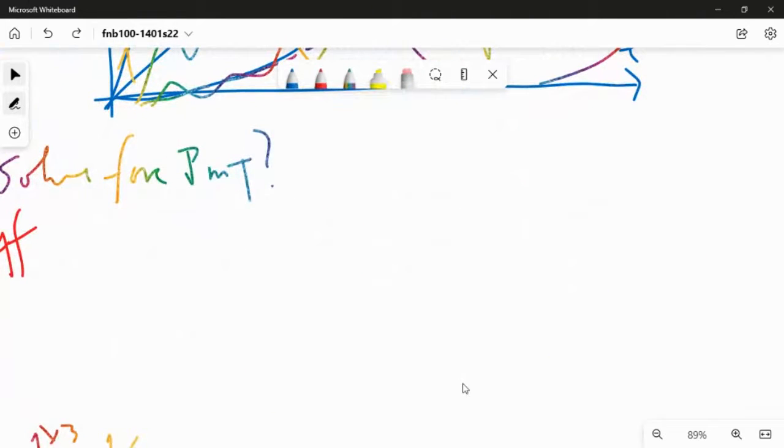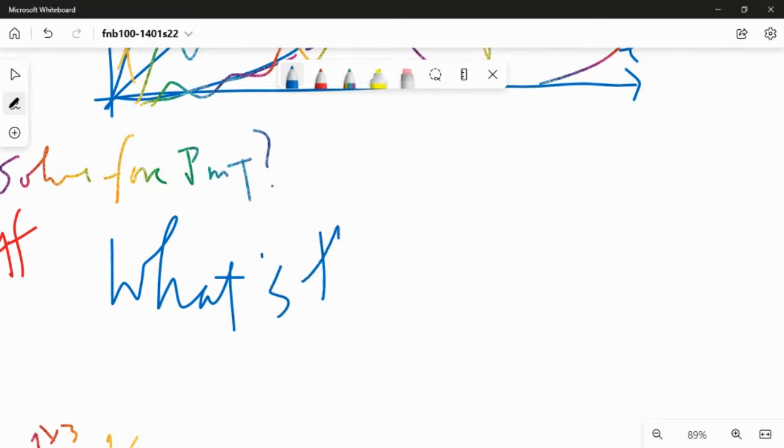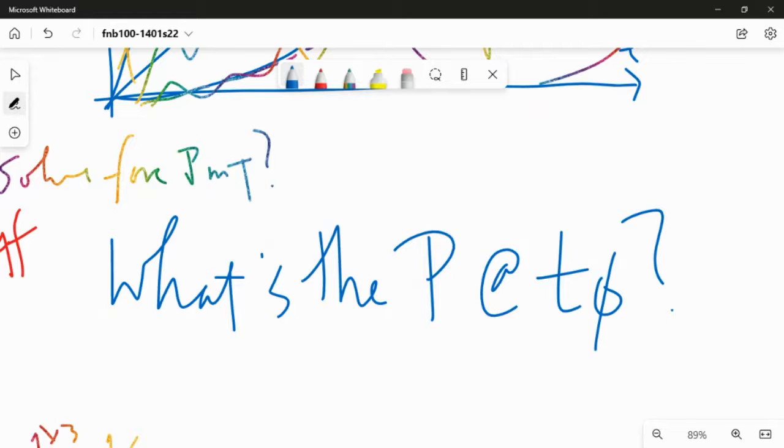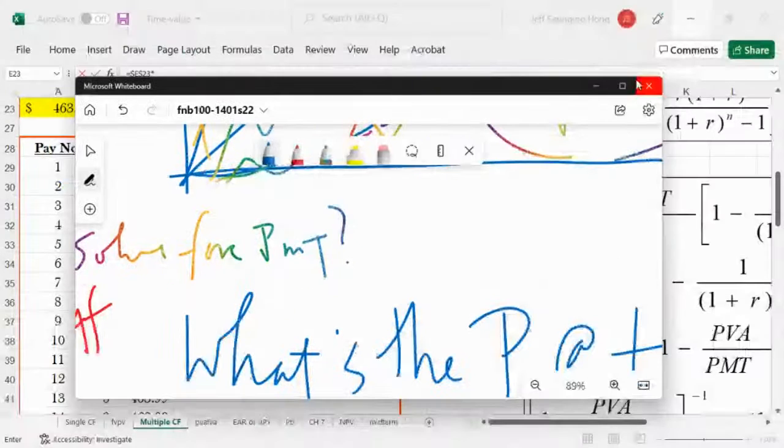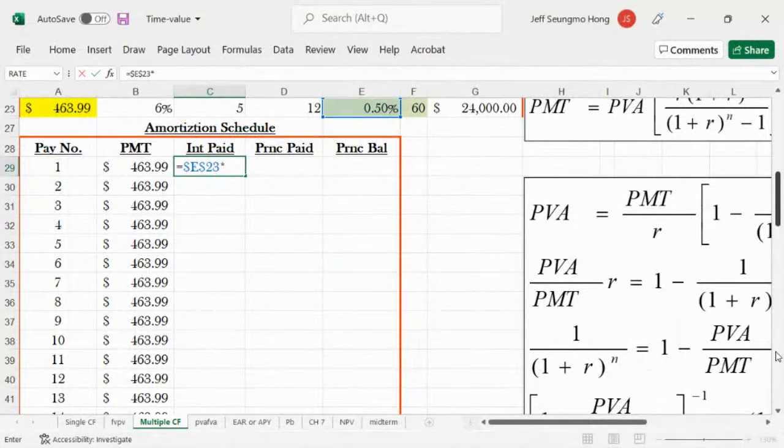Because you seem to be having difficulty hearing me, let me write it down here. What's the principal? What's the P at time zero? That's the beginning of the time. So what's the principal at time zero? In other words, what is the original loan amount at time zero? Principal is the original loan amount, isn't that right? Yes, so what is it in dollars? What is it?